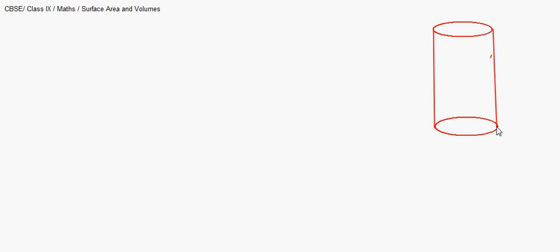and this being the height. Now the formula for the volume of a cylinder is given by pi r square h. Pi r square is the area of the base, and this is the height, that's h.